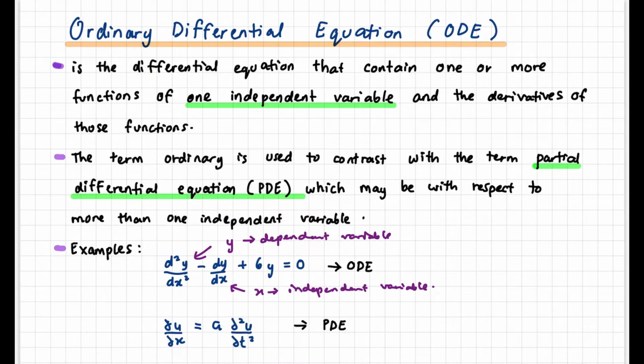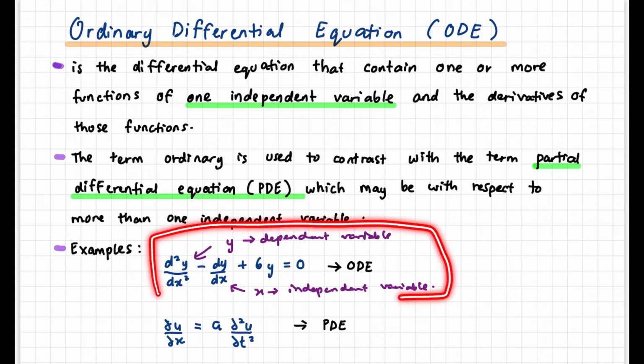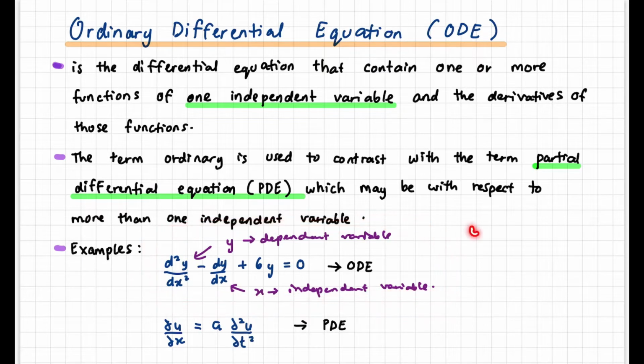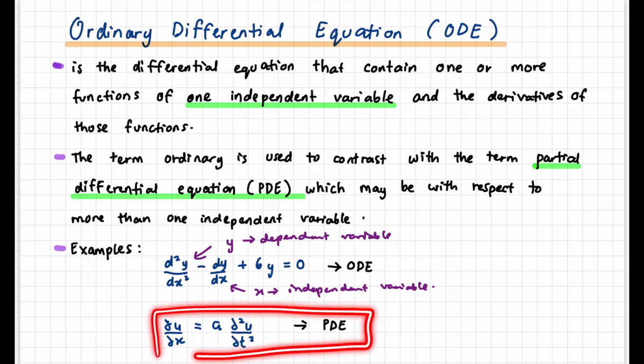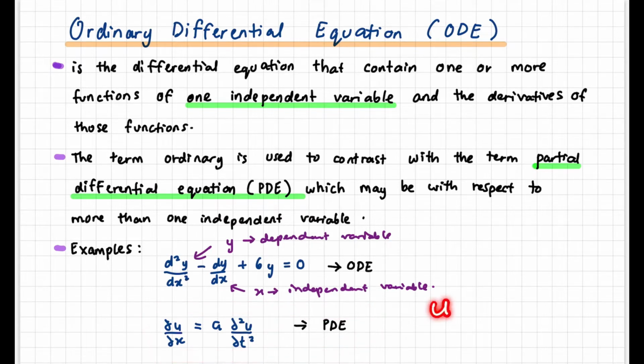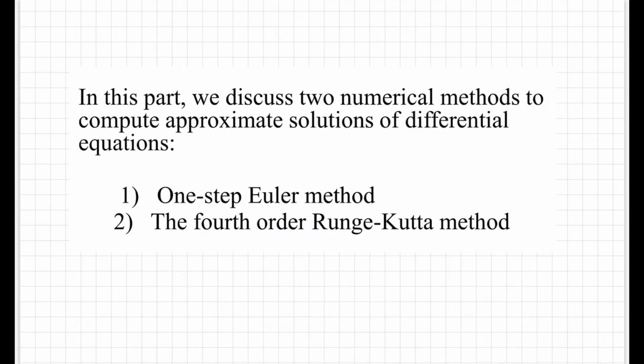So in this chapter, we want to solve this ODE. Solving an ODE means that we want to find y. And if you want to solve a PDE, you want to find your u, the dependent variable. There are many numerical methods that exist in the area of numerical analysis, but in this section, we are only focusing on Euler's method and Runge-Kutta method.